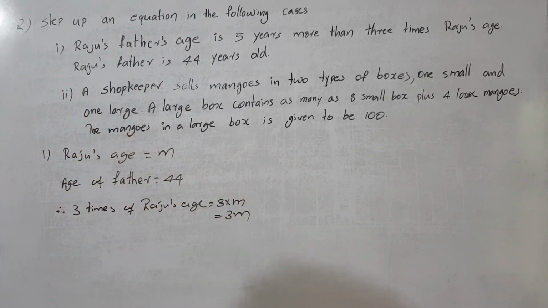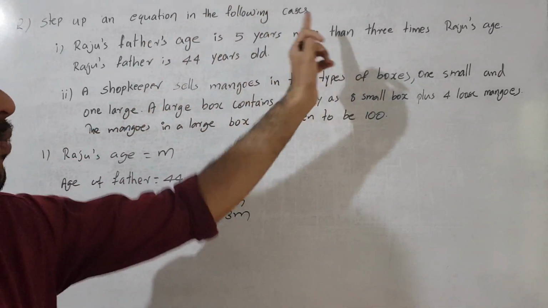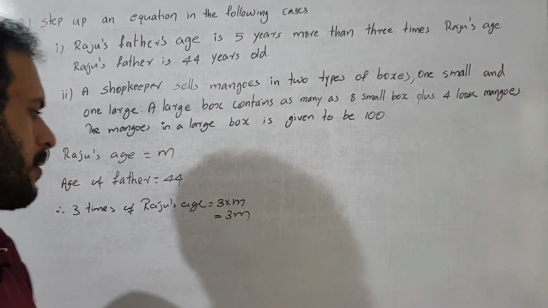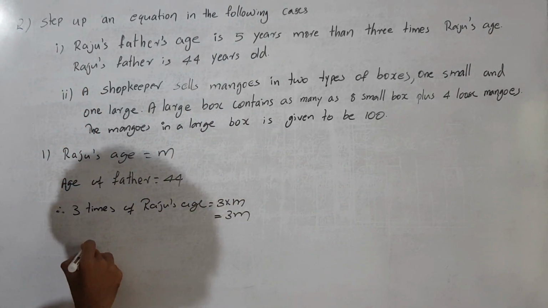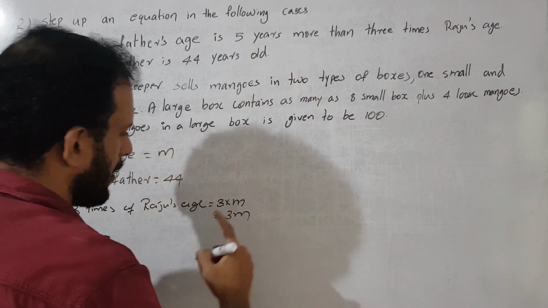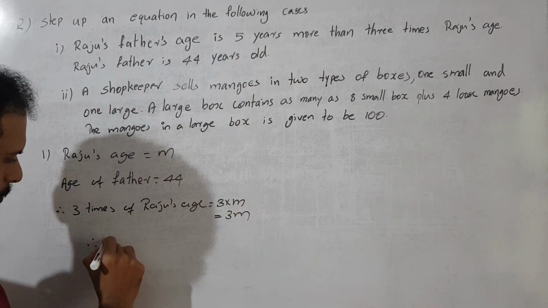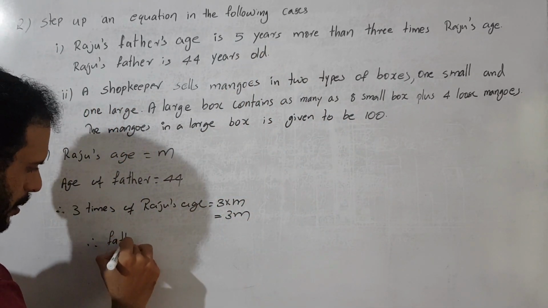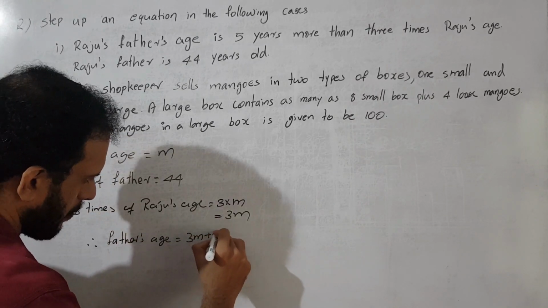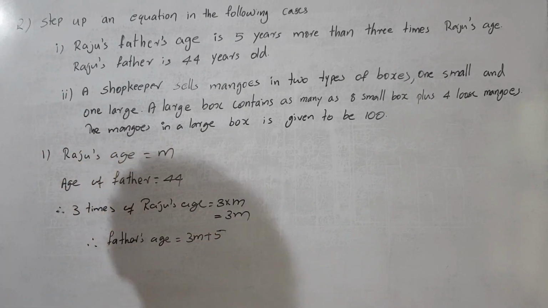Correct? Then how do we represent the next? We need the 5 years more than. 5 years more than means plus 5. We need to add 5 to 3M. Therefore we write the equation like this. Therefore we write the age of father. What is age of father? 5 years more than 3 times. So therefore this age is equal to 3M plus 5. Father's age is equal to 3M plus 5.